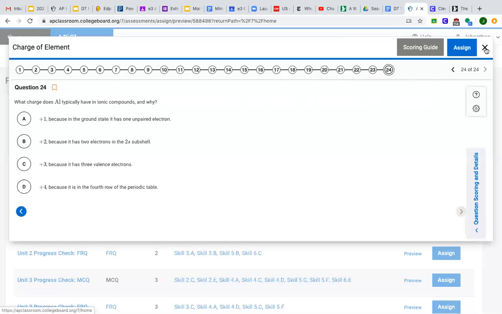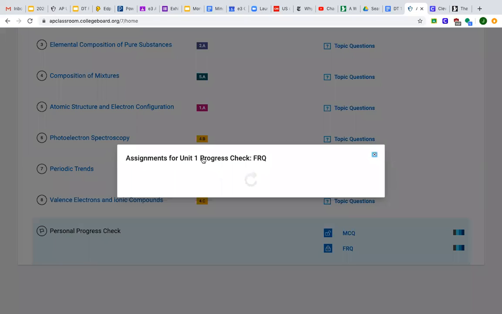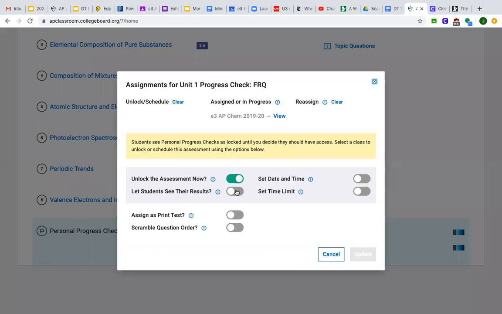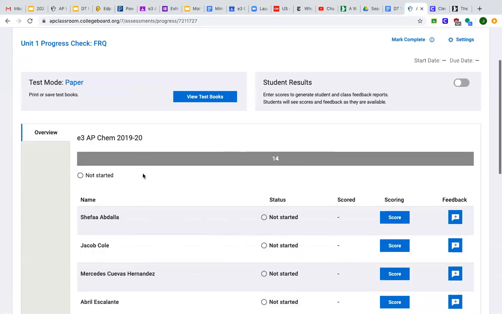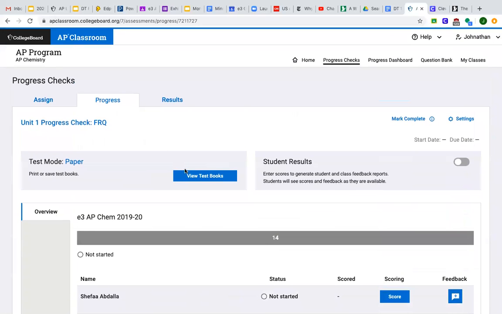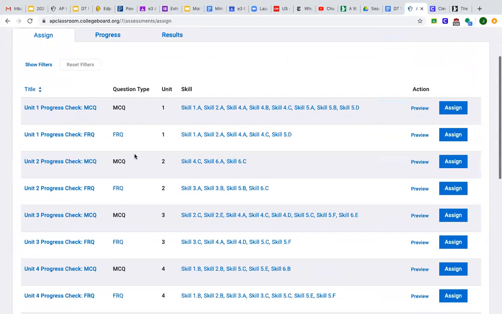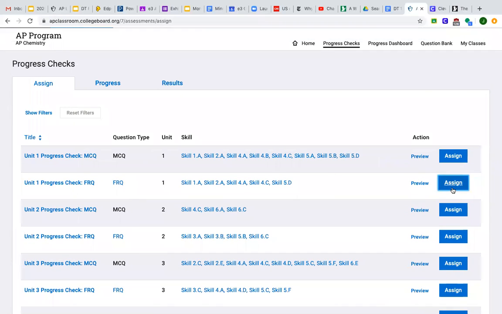No. All right, so I'm going to close out of this, and then we'll go to the free response questions. So let me unlock the FRQ assessment now, let you see your results. AP Chem. Why can't I give this to you? Okay. Why won't this just assign? What the heck?